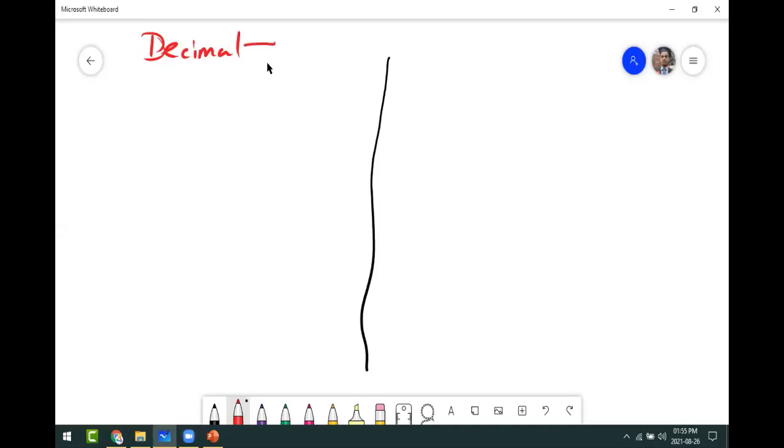So for any other computational purpose or some other purpose, we may have to convert to binary or octal or hexadecimal. This is one situation.